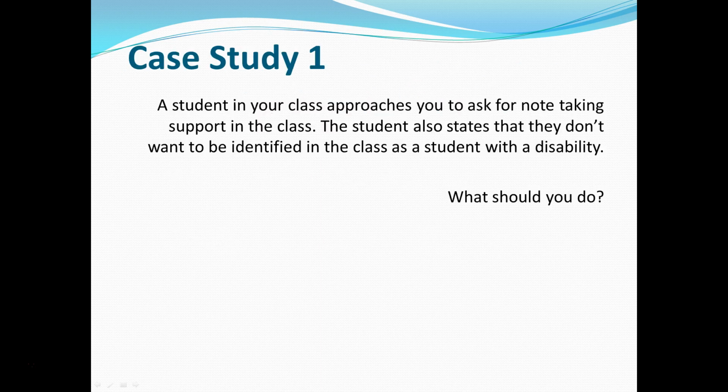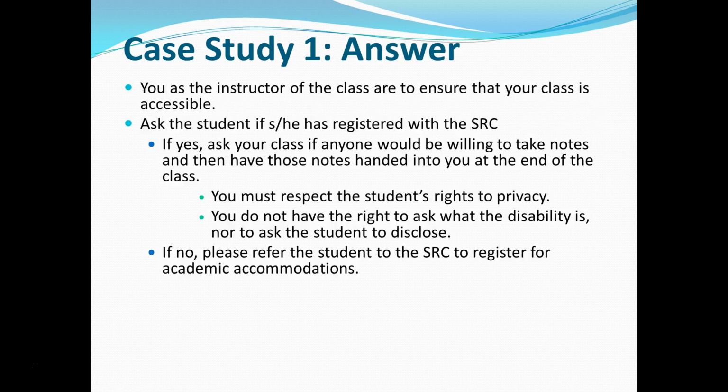Case Study 1. A student in your class approaches you to ask for note-taking support in the class. The student also states that they don't want to be identified in the class as a student with a disability. What should you do?